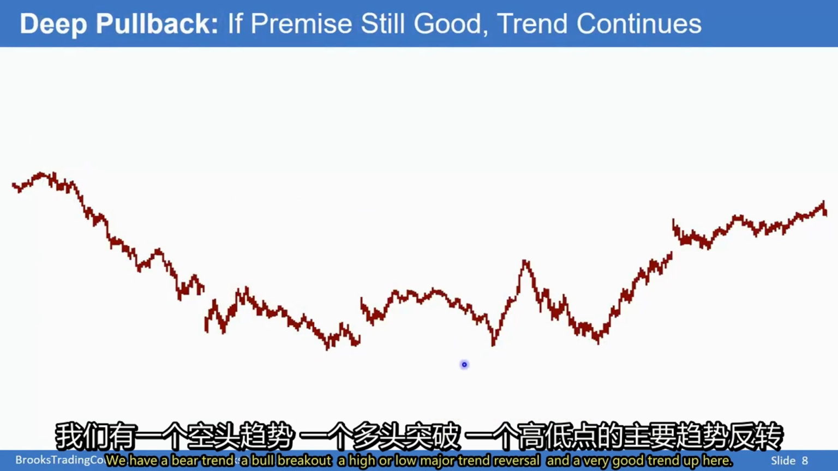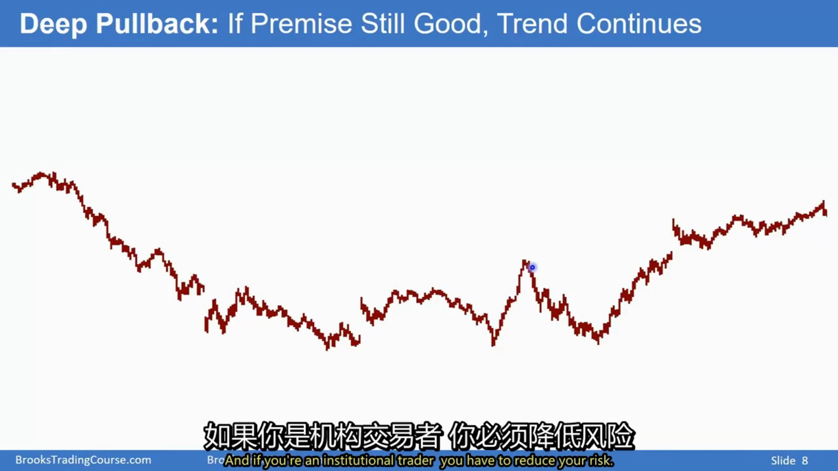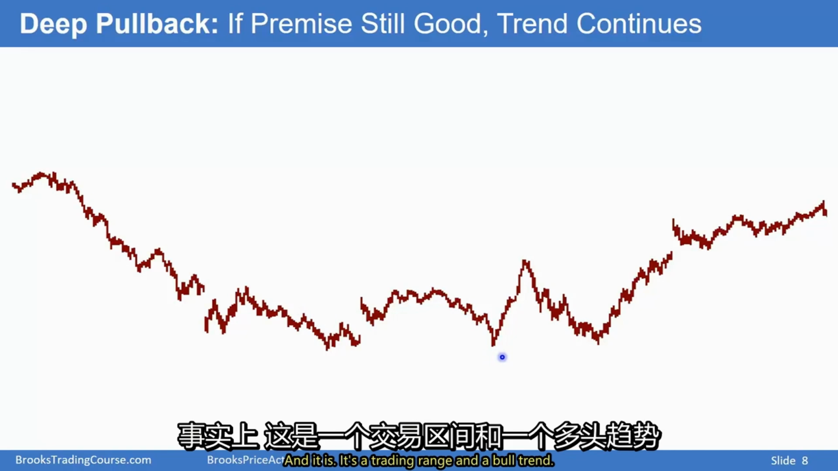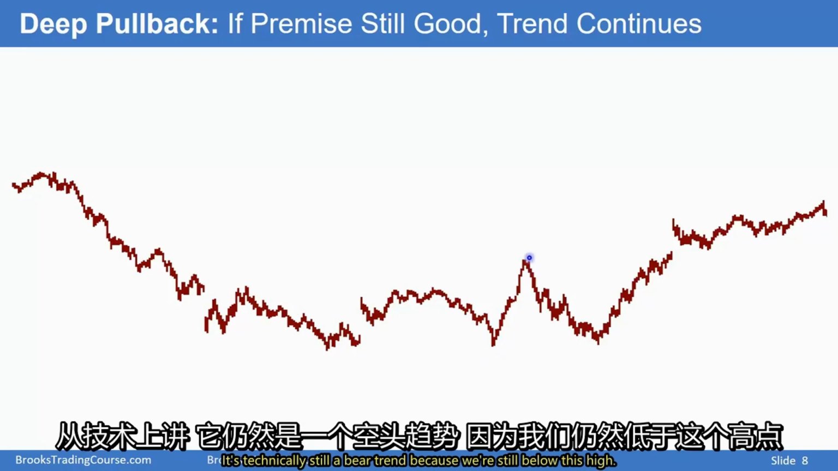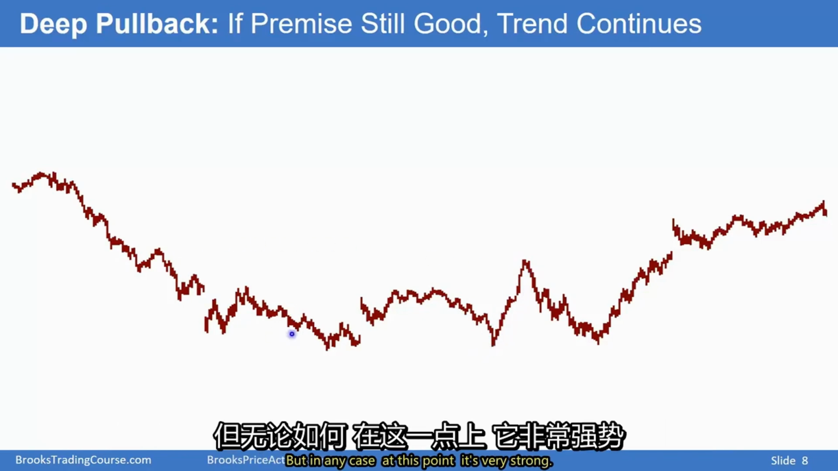Sometimes you get very deep pullbacks. For example, here, a very strong reversal, probably a bull trend. We have a bear trend, a bull breakout, a higher low, a major trend reversal, and a very good trend up here. However, your stop is down here, and this might be simply a trading range, and it is. It's a trading range and a bull trend.